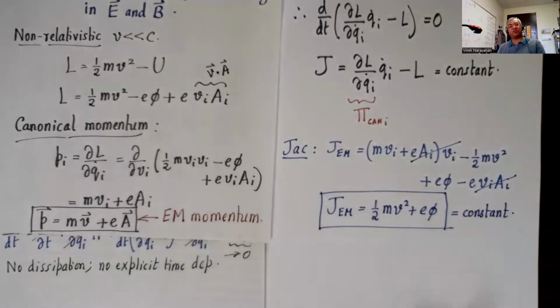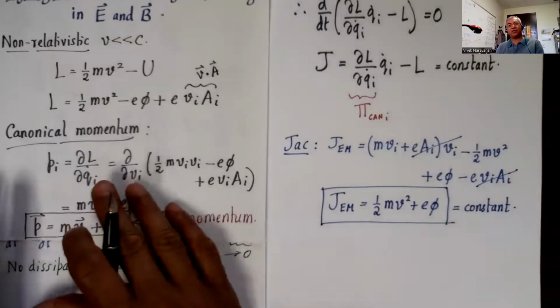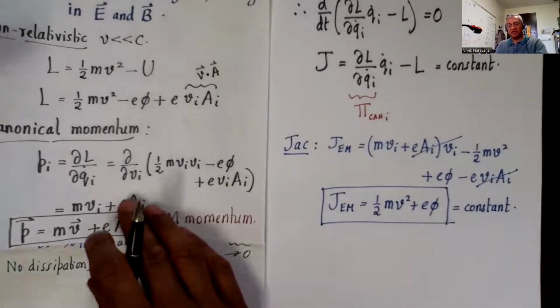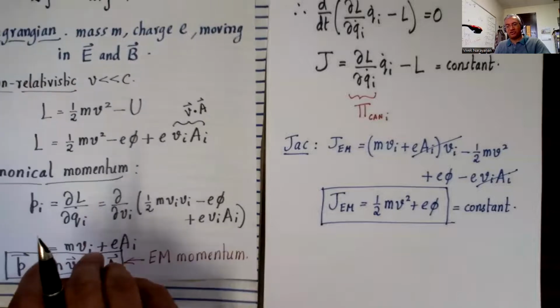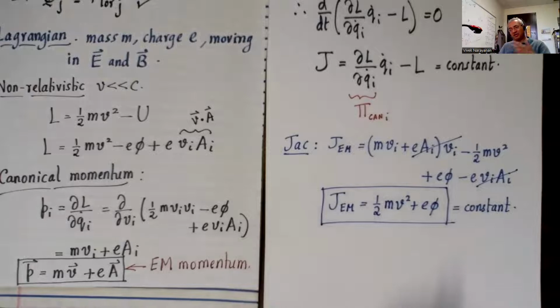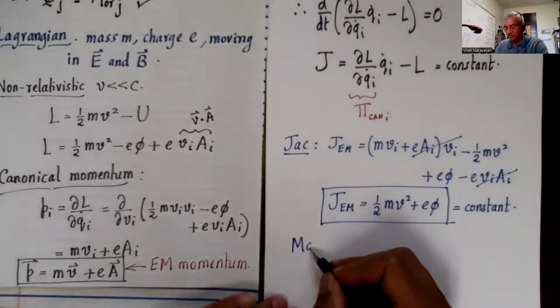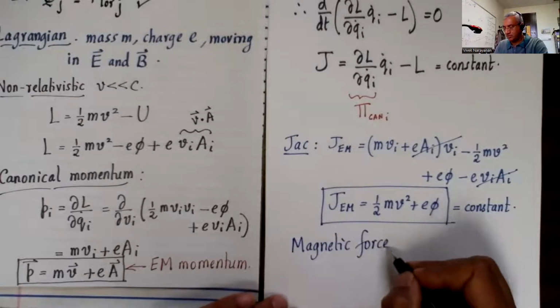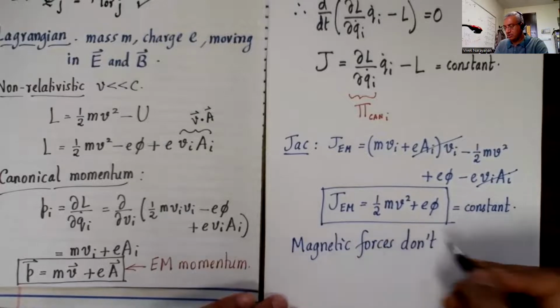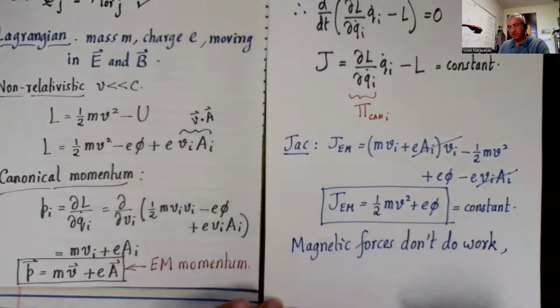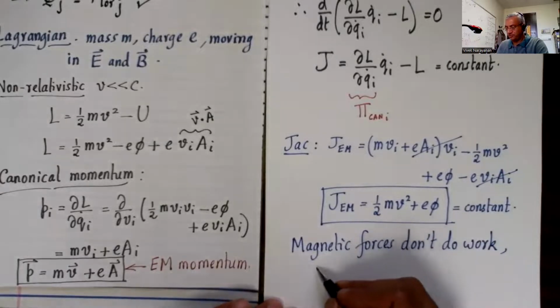This is the origin of the old saying that magnetic forces do not do any work, because what is constant is the total kinetic energy plus the electrostatic potential energy. Okay, so we'll write here, magnetic forces do not do any work. And because they don't do any work, by the work-energy theorem, they don't contribute to the total energy of the system.